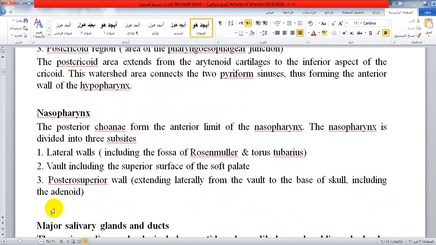When we go to the nasopharynx, the posterior choanae form the anterior limit of the nasopharynx. The nasopharynx is divided into 3 subsites: the lateral walls, including the fossa of Rosenmüller and torus tubarius, as I said in the picture, the vault, including the superior surface of the soft palate, and the posterior superior wall extending laterally from the vault to the base of the skull, including the adenoids.